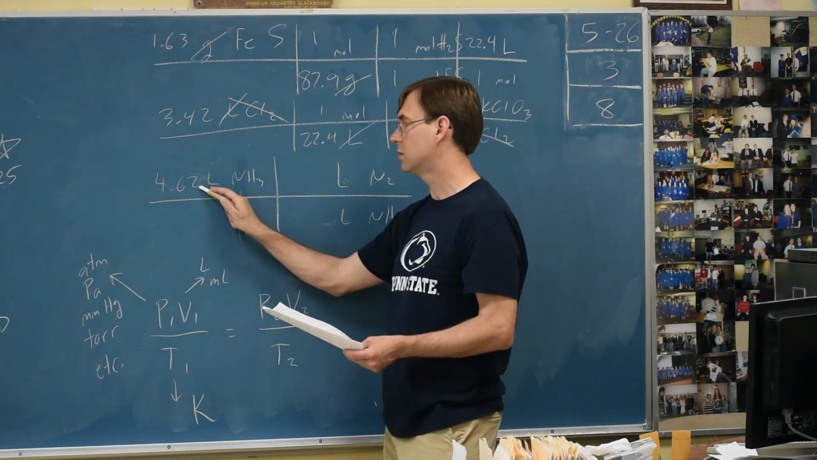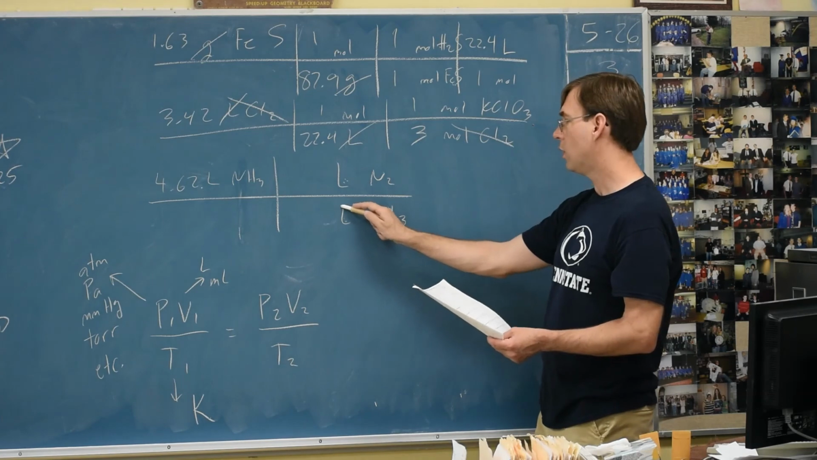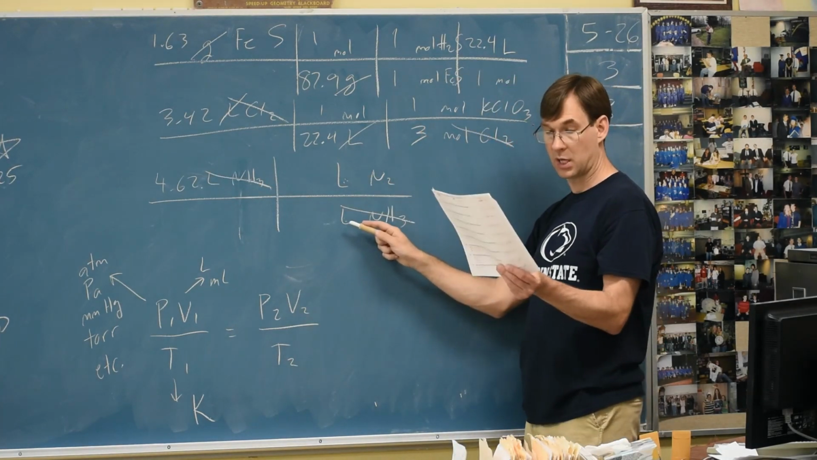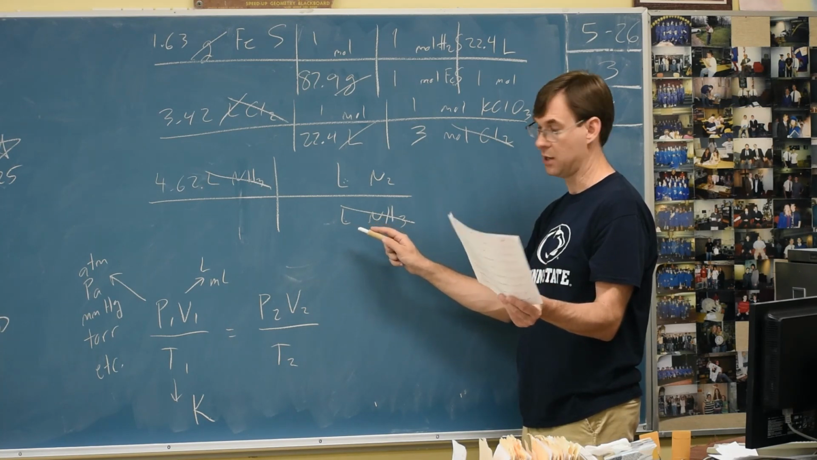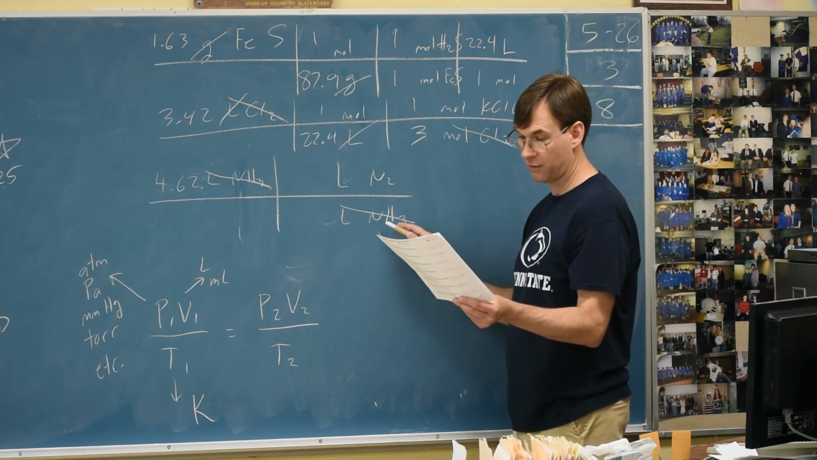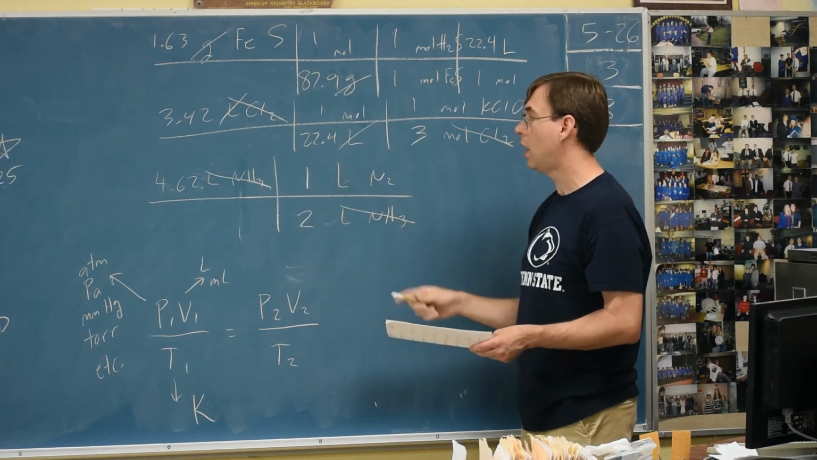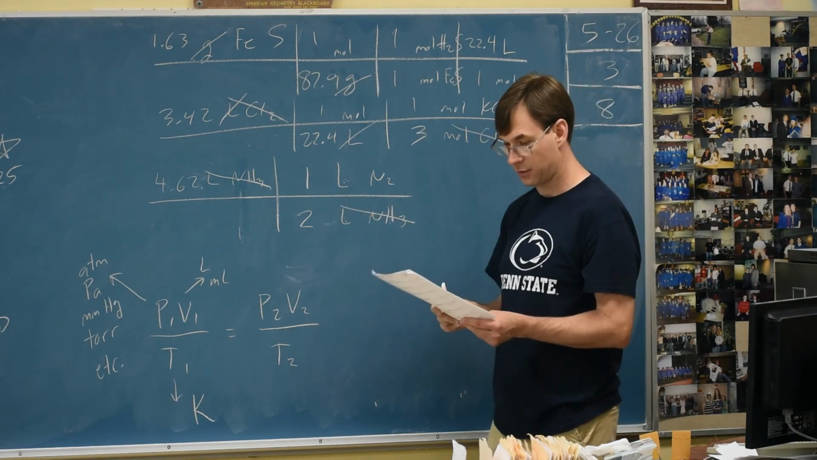Start with 4.62 liters NH3. If you want to go from liters to liters, you can also just do that with the coefficients to go from liters to liters. NH3's coefficient is a 2. N2's coefficient is a 1. So we'll just pop that through there.